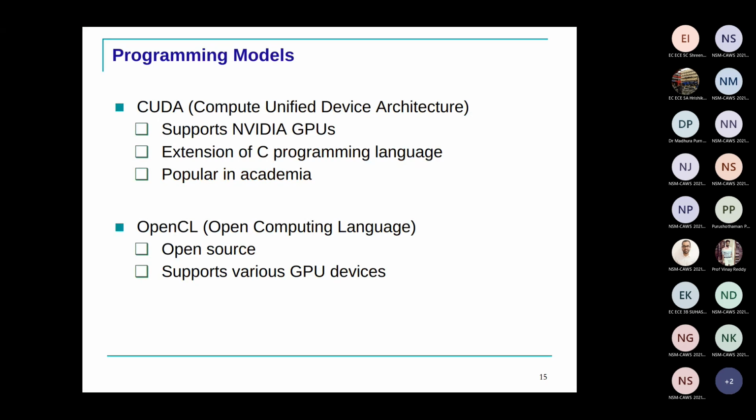There is also another programming language that is supported, called OpenCL. This is Open Computing Language, and it is open source and supports various other GPU devices also. But if you have to write programs on NVIDIA GPUs, it is preferred to use CUDA because it is optimized for NVIDIA GPUs.